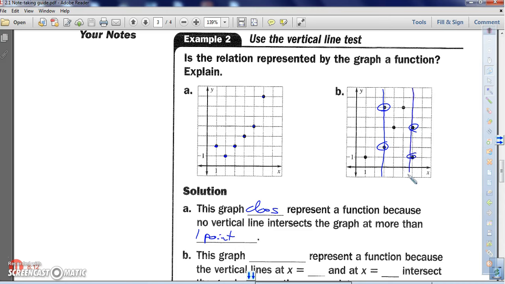Okay? So we would say that this graph does not represent a function because the vertical line at x equals 3, that's the line x equals 3, and the vertical line at x equals 6, but again, it only has to happen once. The vertical line passes through more than one point in each case. So letter B is not a function.